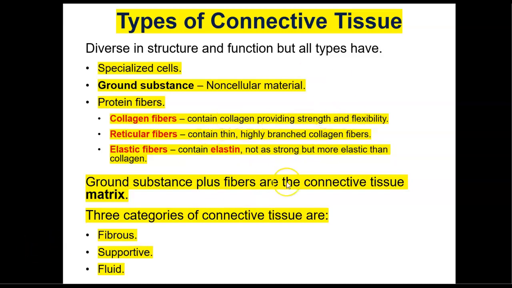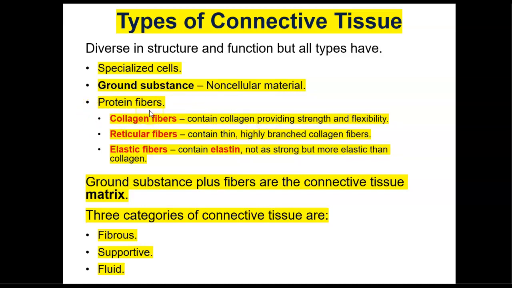These are the notes on the last slide that we looked at, slide number 10. So connective tissue contains these three components: specialized cells, a ground substance, which is a non-cellular material. It can be fluid or syrupy, or it can be even like cement-like, as in the ground substance you find in bone tissue.